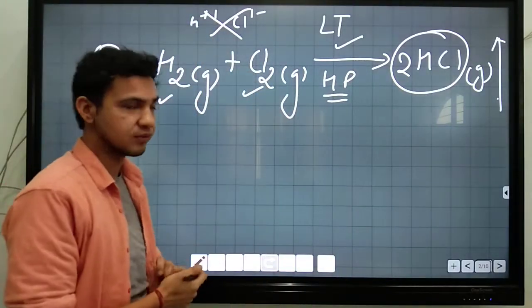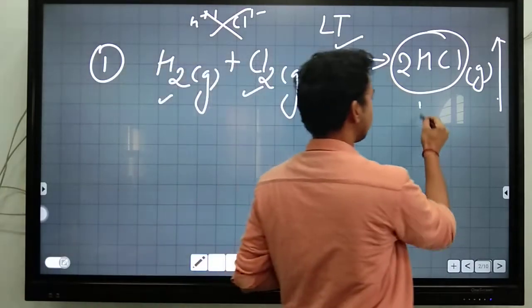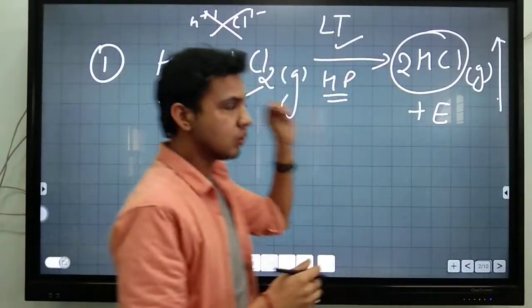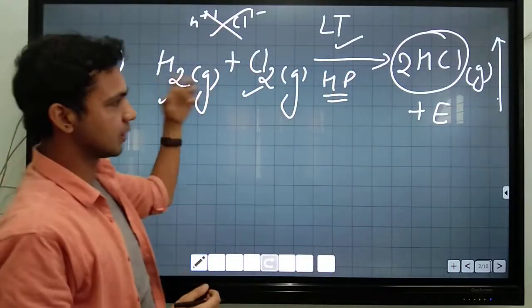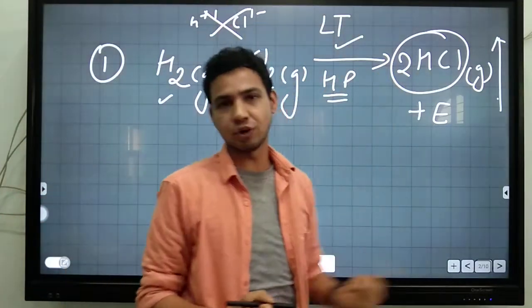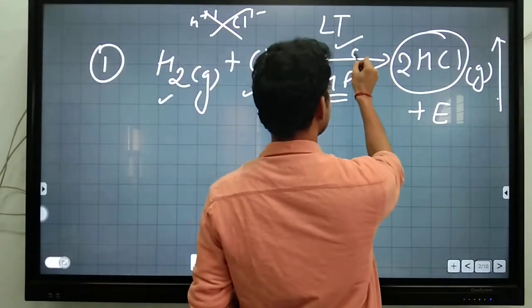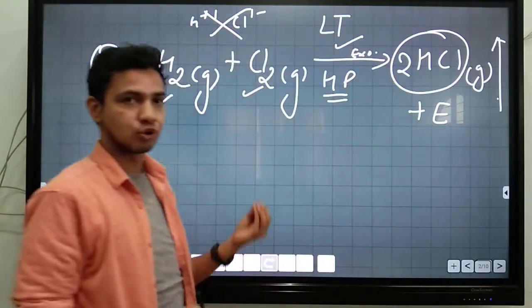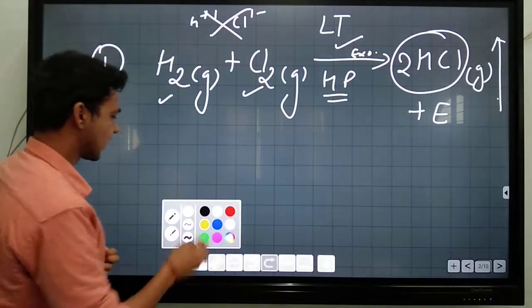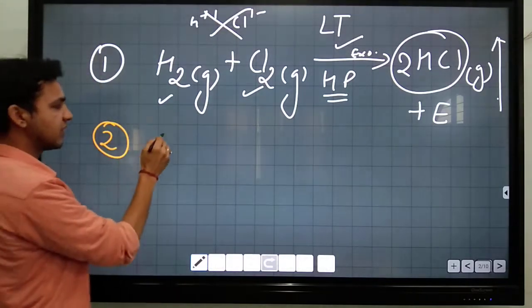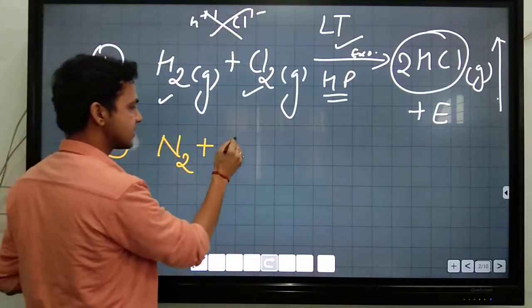In these reactions, a large amount of energy is liberated simultaneously. So the energy term is coming on the product side after the reaction. Which kind of reaction is it? Exothermic reaction. So it is an example of an exothermic reaction because a large amount of heat is liberated in this reaction. The next example, a very important process, N2 plus H2.